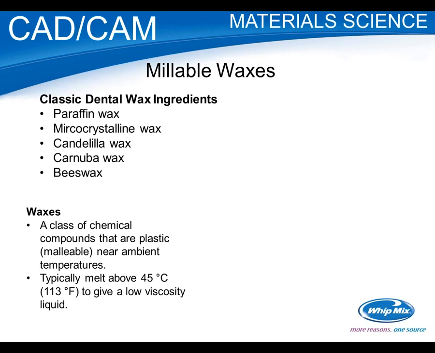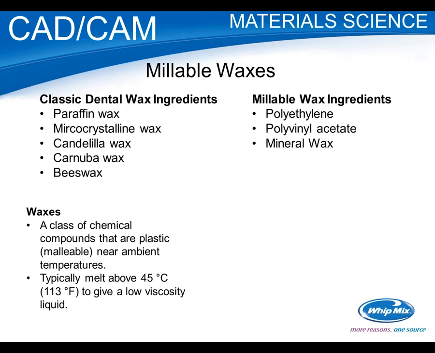And so, again, chemically, since this is material science, these waxes are classic chemical compounds that are plastic, which means malleable, near ambient temperatures. They typically melt above 45 C or 113 F to give a low viscosity liquid. So you can pop these into your wax pot. You really don't have to dial it up that high to make them work. They're easy to work with. Again, soft. They trim very well. They're really nice. Well, the millable are a little different, and chemically they're really similar.